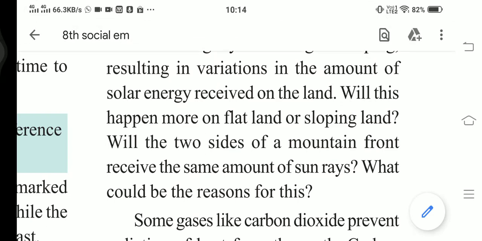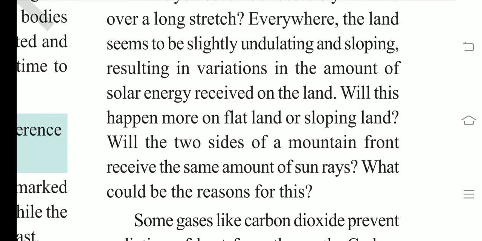Understand? The undulating nature. Only 6 minutes are left, my dear students. I'll stop here after completing this.